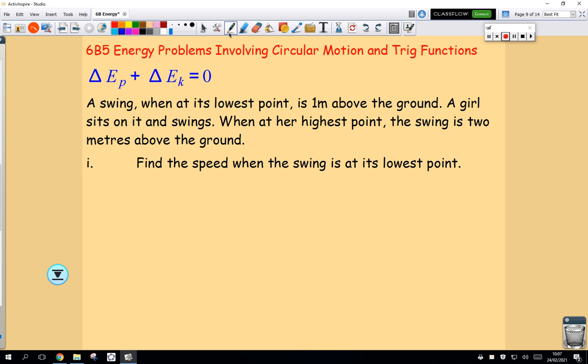Okay. So I have this question: a swing when at its lowest point is 1 meter above the ground. A girl sits on it and swings. When at her highest point the swing is 2 meters above the ground. Find the speed when the swing is at its lowest point.